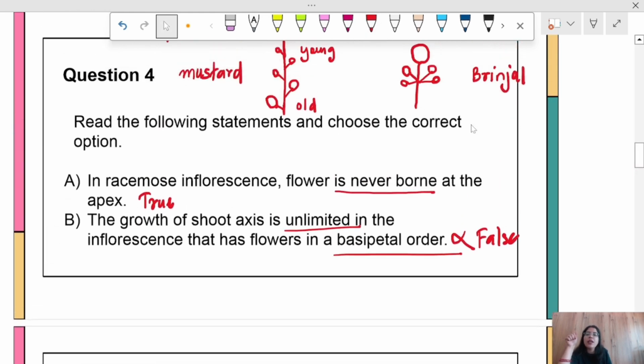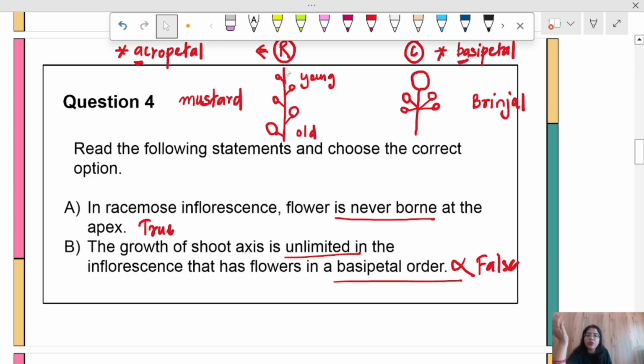Why is A correct? Because the tip never terminates into flower. Why is B wrong? Because in this condition you can see the growth of the shoot axis or inflorescence axis. Why is it written shoot axis here? Because you will see flowers are born either on the branch or on the main stem, right? So you can consider it as a shoot axis or inflorescence axis. So that particular axis is unlimited, means racemose. If they wrote limited here, then the other option would be correct. But they have mentioned unlimited, means they are talking about racemose. If they are talking about racemose, the youngest flower is at the apex and old at the base. This is not basipetal order, this is the arrangement of flowers on the inflorescence axis in acropetal order.